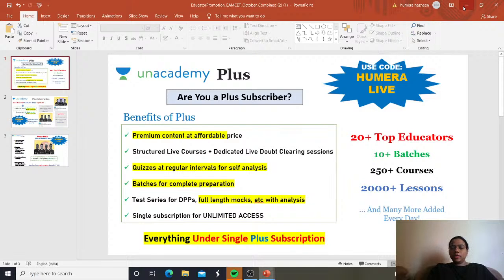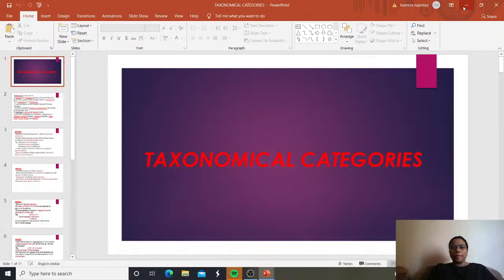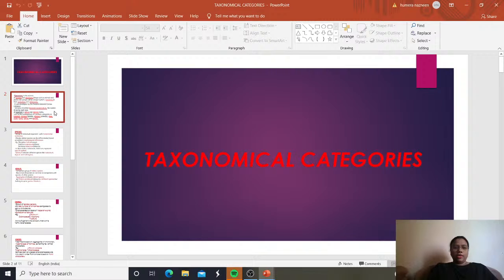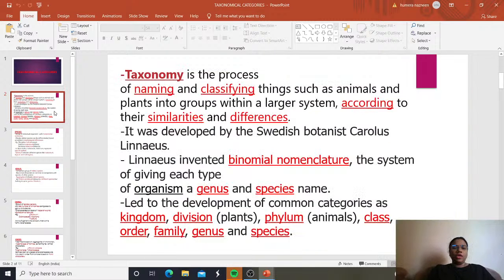Next, let us begin with our topic. Today we are going to see about taxonomical categories. What do you mean by taxonomical categories? We are going to see today in an easy and simplified way what is taxonomy.